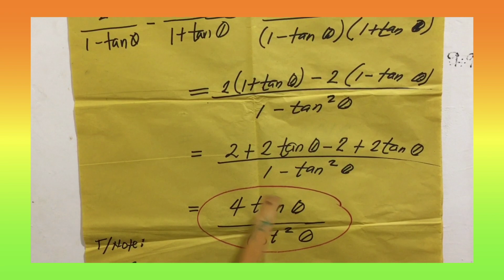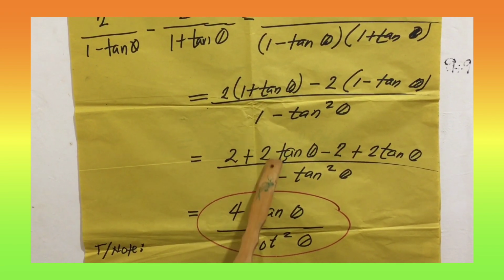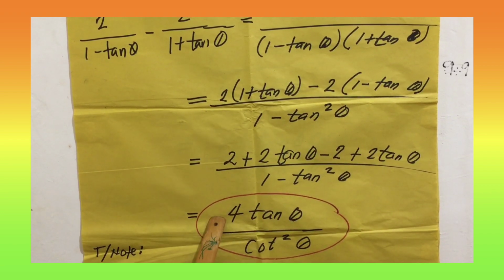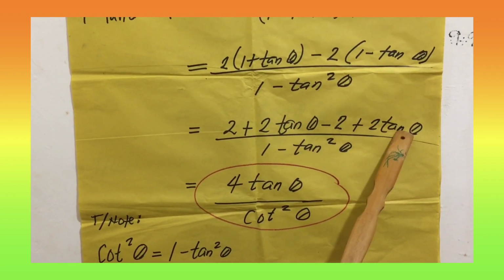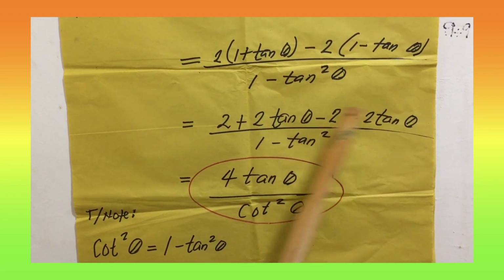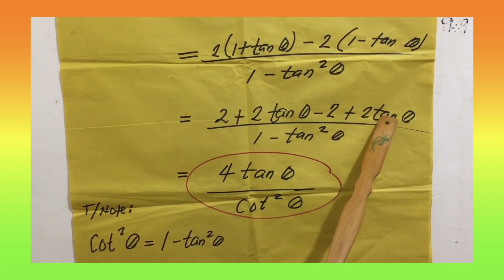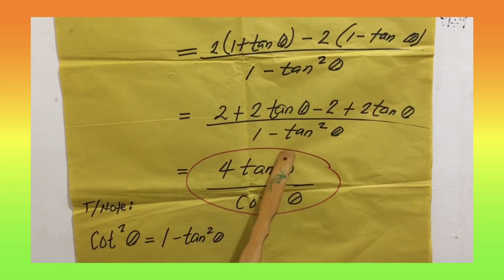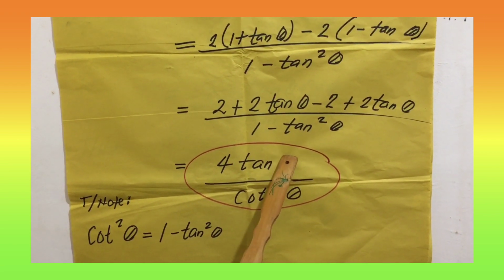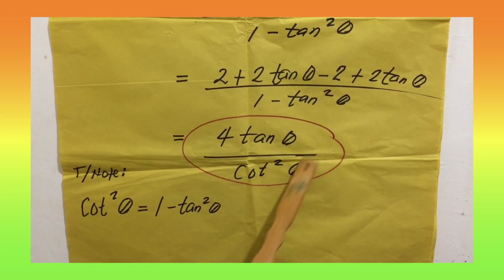simplify, combine like terms. So we have 2, negative 2, so cancel, no more. And we have here 2 and 2, we have 4. Tangent theta, just only copy. No squared because we're just only adding the two tangent expressions, we're not multiplying. That's why the exponent is the same one here. All over 1 minus tangent squared theta.